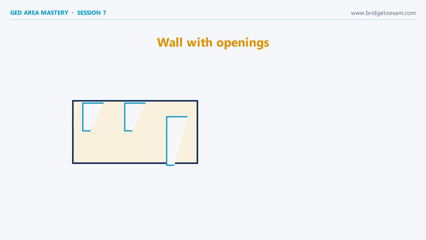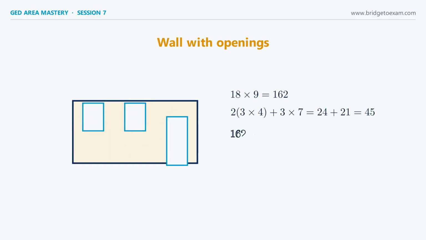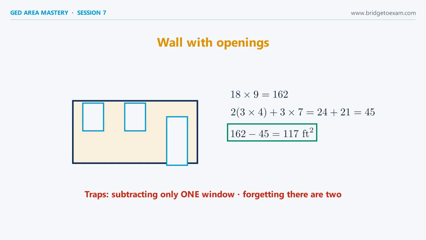Now a full one. A wall is 18 feet wide and 9 high, with 2 windows 3 by 4 and a door 3 by 7. Whole wall, 18 times 9 is 162 square feet. Openings, 2 windows at 12 each is 24, plus the door at 21, 45. Paintable area is 117 square feet. The traps: subtracting only one window or forgetting there are 2.